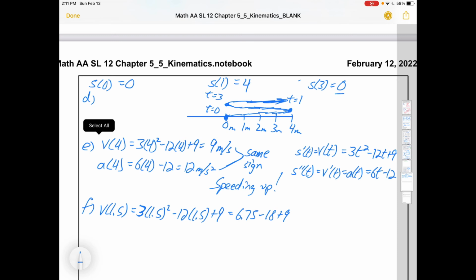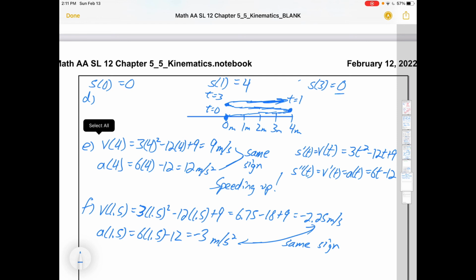Honestly, I don't really care what the answer is. I do care whether it's positive or negative. It's going to be negative 2.25 meters per second. What about acceleration at 1.5? Well, that's going to be 6 times 1.5 minus 12, or negative 3 meters per second per second. Ooh, they're the same sign. So don't get weirded out that you got a negative acceleration. As long as we have the same sign between acceleration and velocity, we are speeding up.